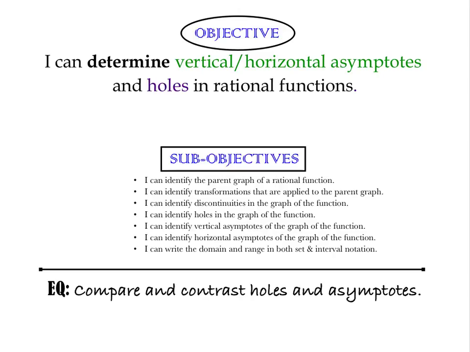Understanding the parent graph of a rational function, the transformations that happen, and then being able to identify the discontinuities of either holes or vertical asymptotes. Also talking about horizontal asymptotes and then putting that all together to write the domain and the range in both set and interval notation for these functions. And your essential question today is to be able to compare and contrast holes and asymptotes.